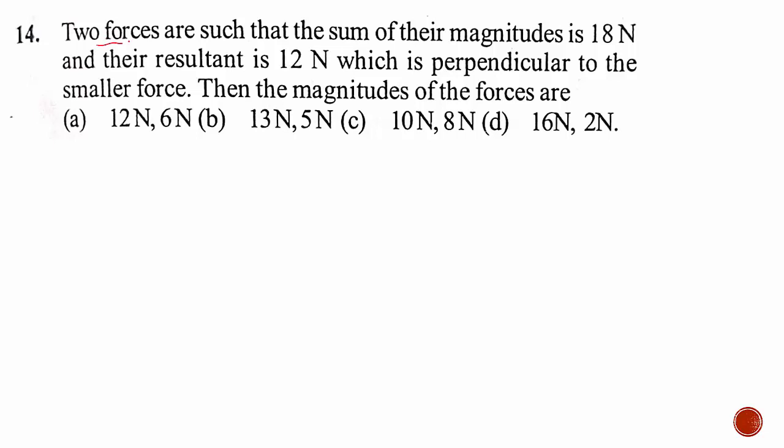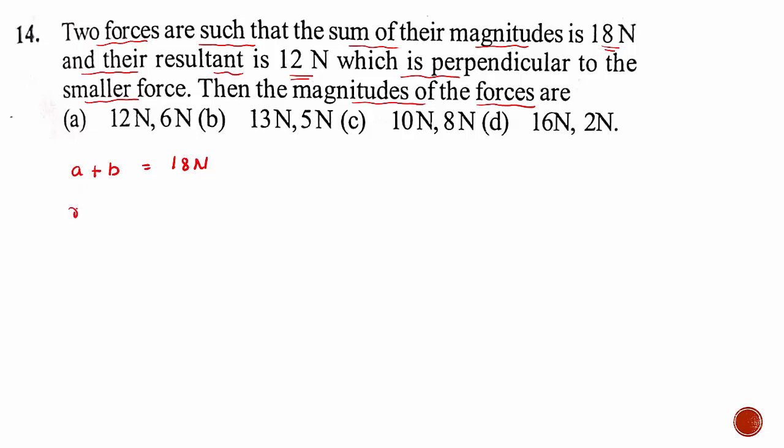14th question. Two forces are such that the sum of their magnitudes is 18 Newton and their resultant is 12 Newton, which is perpendicular to the smaller force. Then the magnitudes of the forces are. Here it is given that the sum of their magnitudes is 18 Newton. So we can consider the two forces as A and B. The sum of the two forces is 18 Newton, and the resultant is 12 Newton.